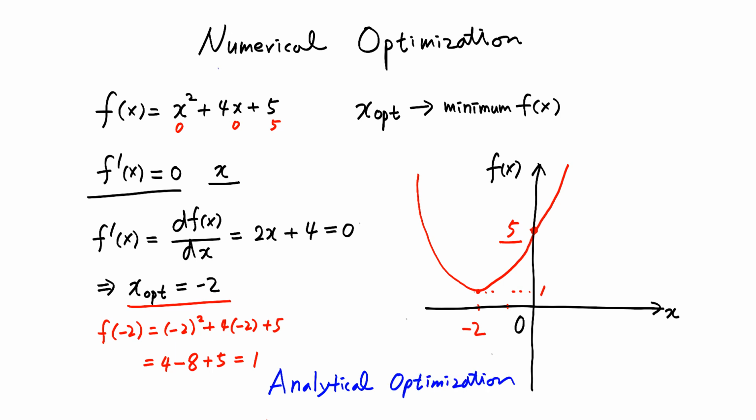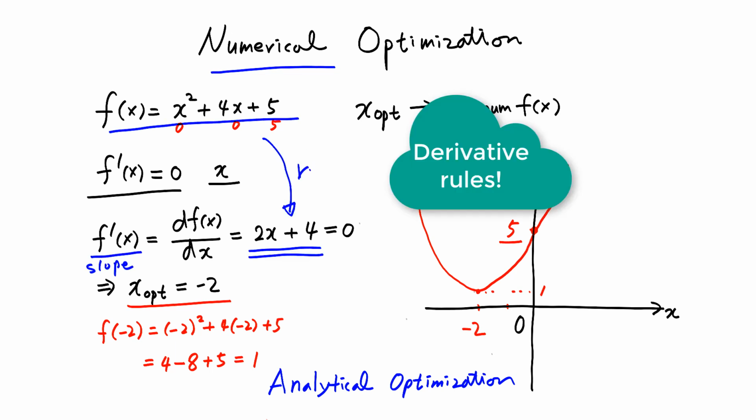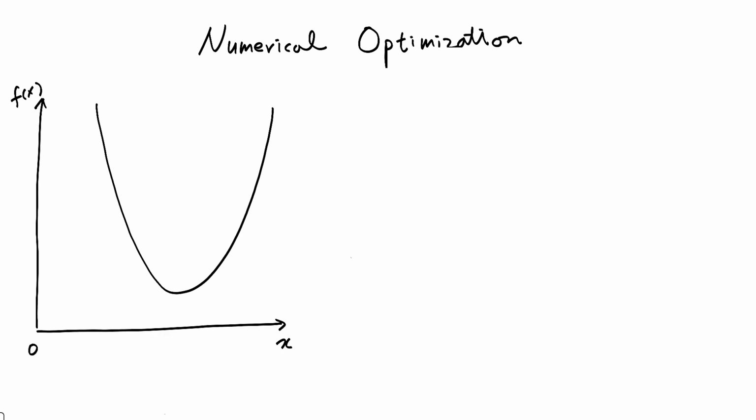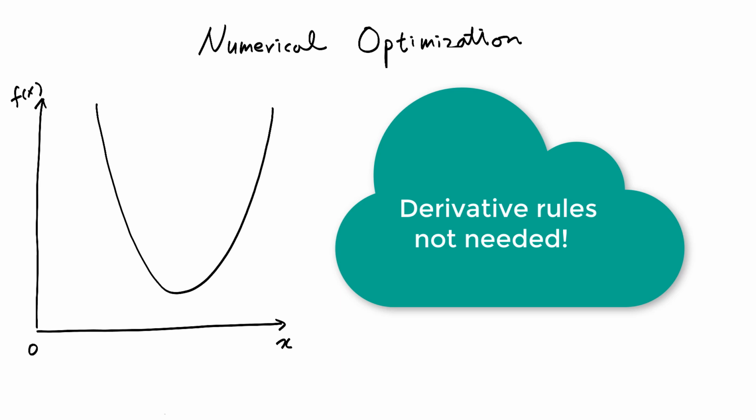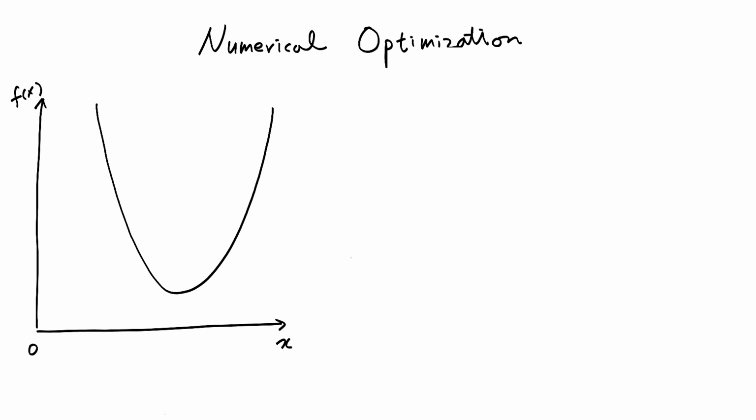So this is different from numerical optimization that we want to talk about. We have this function here. We use some sort of rules or formulas in order to find out this optimal value. Now, I'm going to show you another way of approaching optimization problems, which is numerical optimization. Again, we have a function, which is a parabola, and our goal is to find the x value, and we may call it x opt, which makes our function f(x) minimal.